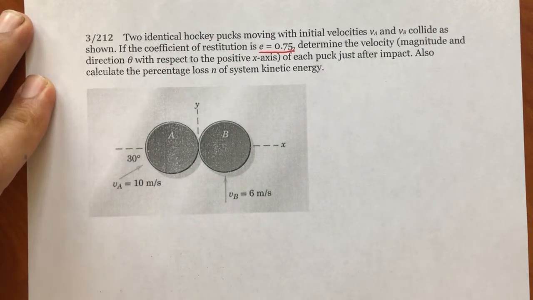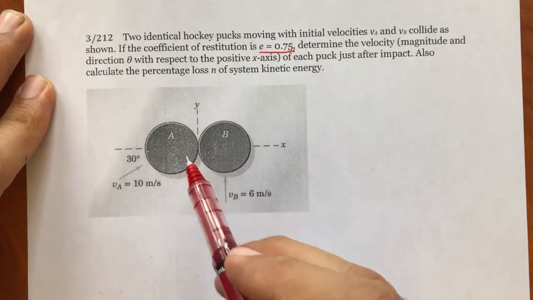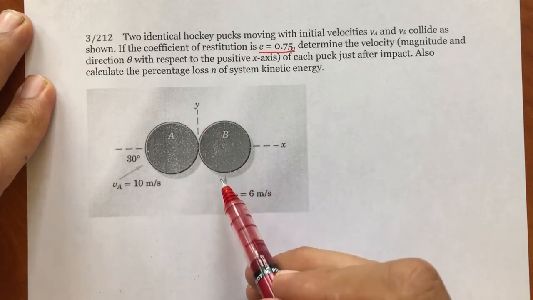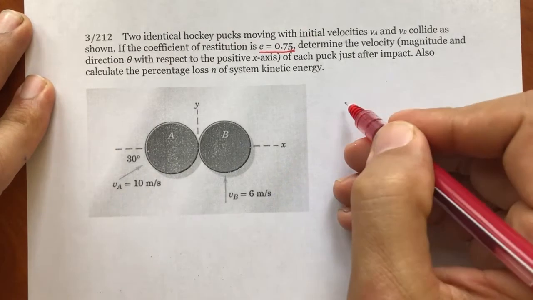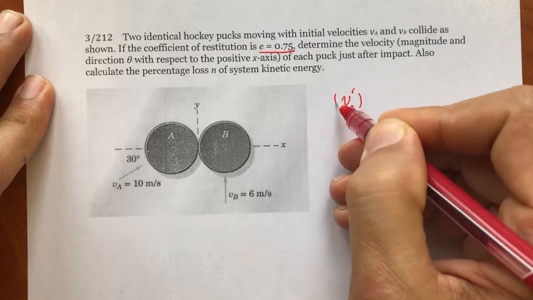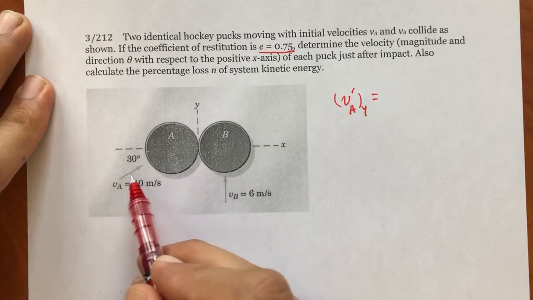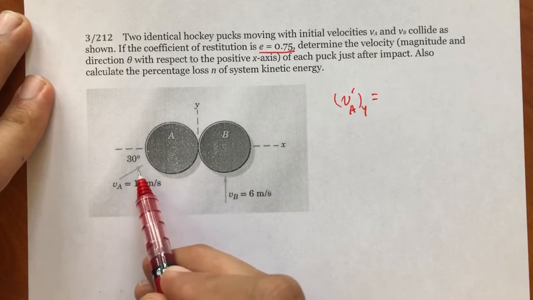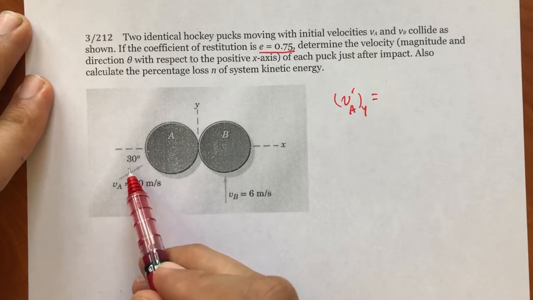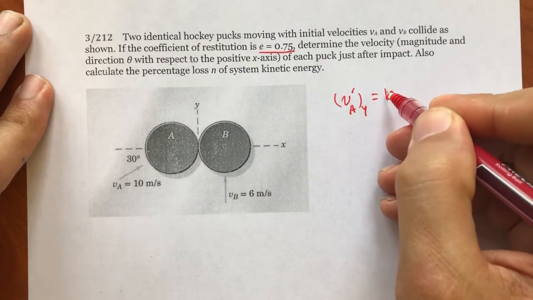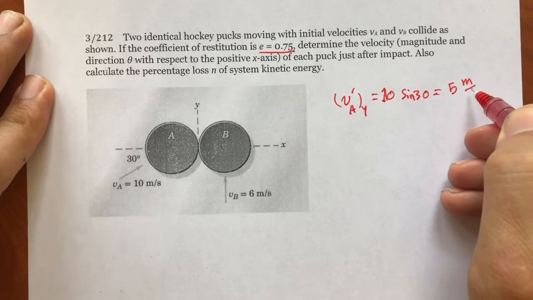Based on the previous video, as I explained, the velocity of the particles is not going to change in the tangential direction. So after impact, the velocity of them in the y direction is going to remain the same as before impact. So the velocity of A after impact in the y direction is equal to the velocity of A before impact in the y direction. Velocity of this particle before impact is 10 with the angle of 30, so the y component is 10 times sine of 30, which is equal to 5 meters per second.